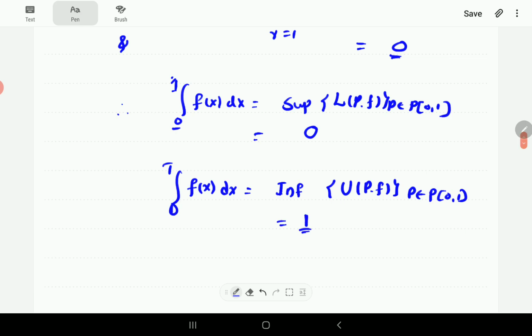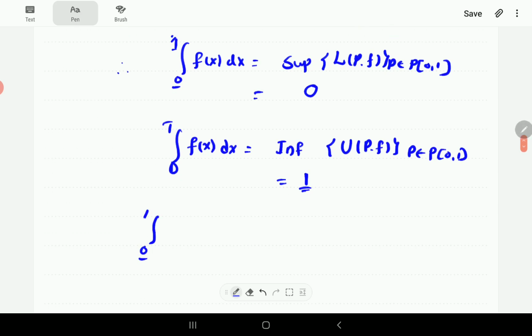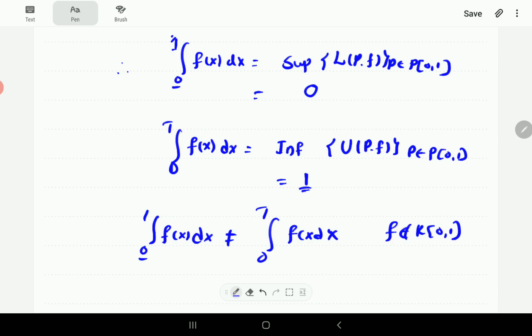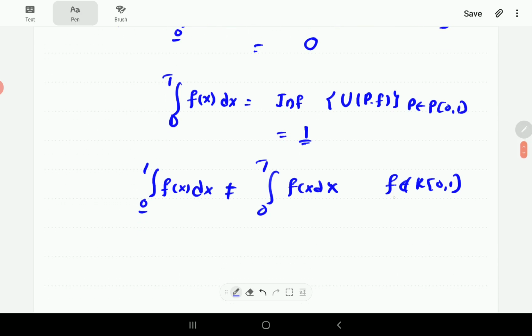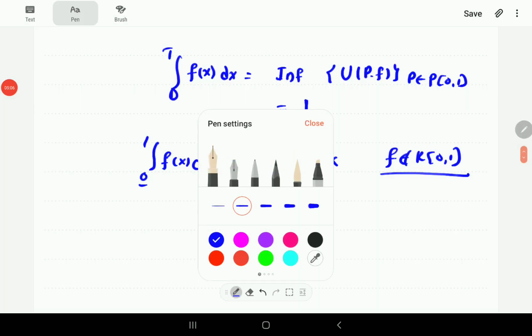Here if you observe, the lower Riemann integral is not equal to the upper Riemann integral. So the lower integral from 0 to 1 of f of x dx is not equal to the upper integral from 0 to 1 of f of x dx. Therefore f is not Riemann integrable over the closed interval 0 comma 1. So this is one such example where we show that the given function is bounded but it is not R integrable.